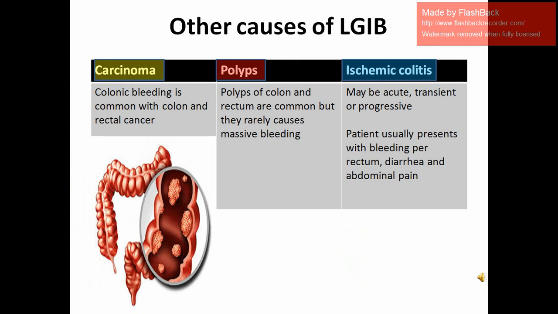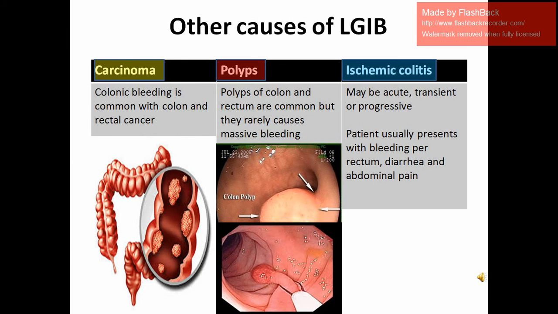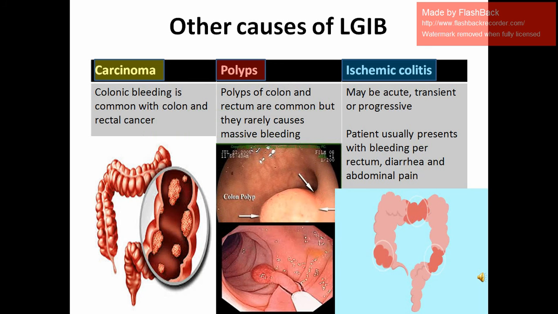Colon and rectal cancer can also be a cause of lower gastrointestinal bleeding. However, they are more common among greater than 60 years old. Polyps of colon and rectum rarely cause massive bleeding, but they have a malignant potential. Ischemic colitis may be acute, transient, or progressive. They usually present with bleeding per rectum, diarrhea, and abdominal pain.